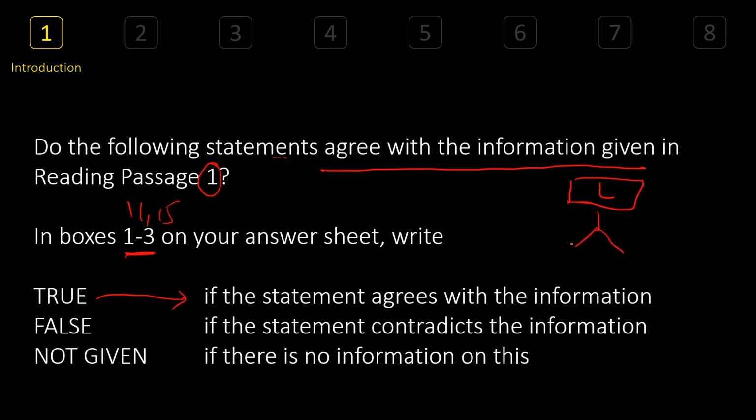If you found the information, we have 2 conditions, right? If found, yes and no. So no and yes. Let's say I found the information. Again, we have 2 conditions here. Does the statement agree with the information? Yes, then it is true. If the statement doesn't agree or contradicts, it's false.